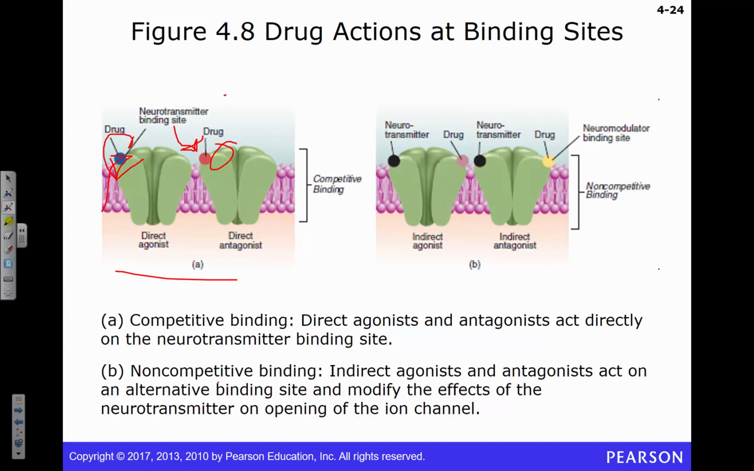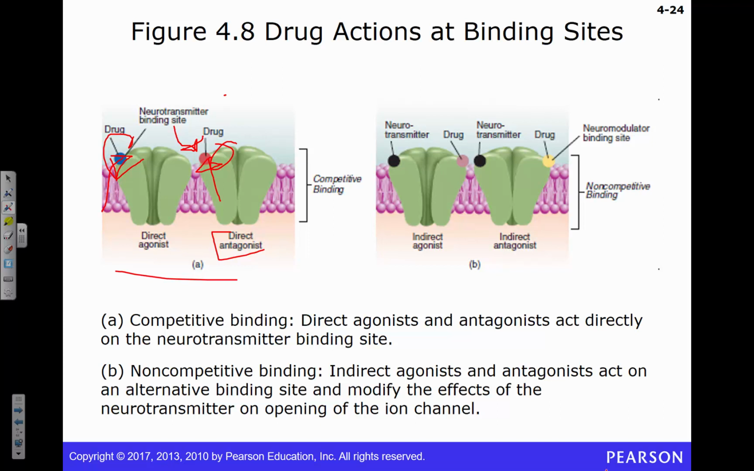If you've administered a direct antagonist that's also competing for that same site, well then you sort of got like a 50-50 shot, right? Is it going to be the neurotransmitter that's going to open this channel, or is it going to be the drug that's going to close the channel, right? And so instead of 100% probability of opening a channel, it's a 50-50, right? So 50% is going to open, 50% is going to close.